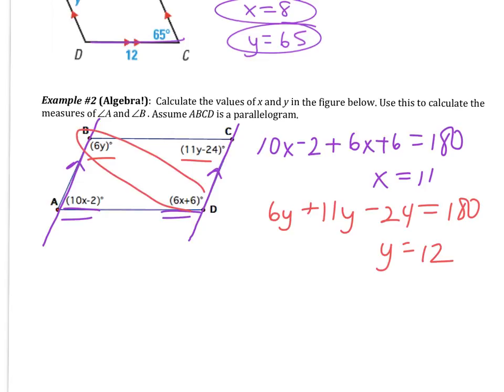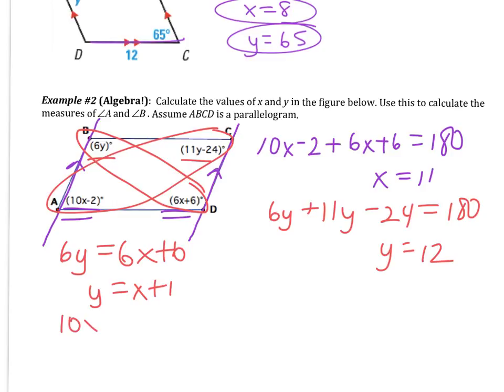They were taking the opposite angles and setting them equal to each other. So 6y equals 6x plus 6. And some people were dividing by 6 and getting y equal to x plus 1. And then they were doing the same thing with the other one. 10x minus 2 equals 11y minus 24. You can do that. All you got to do is take whatever y is and plug it back in, with your x plus 1, and then solve. You should still get x equal to 11. So both ways work, okay?